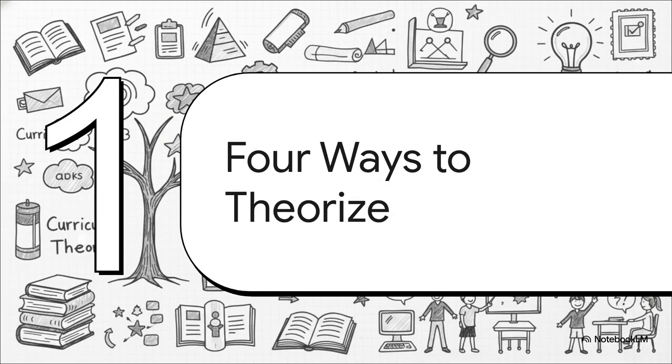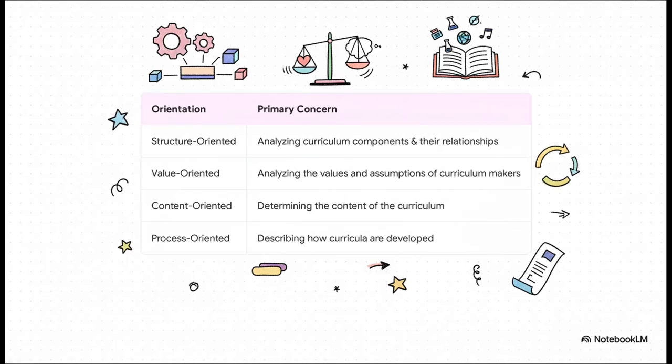So how do we organize this new toolkit of ours? Well, we can sort all these different theoretical tools into four main buckets or orientations, and each one is really defined by the kind of questions it helps us ask. And here they are, the big four. We've got structure-oriented, value-oriented, content-oriented, and process-oriented. Each one tackles a totally different but equally crucial piece of the puzzle. Let's break them down one by one.